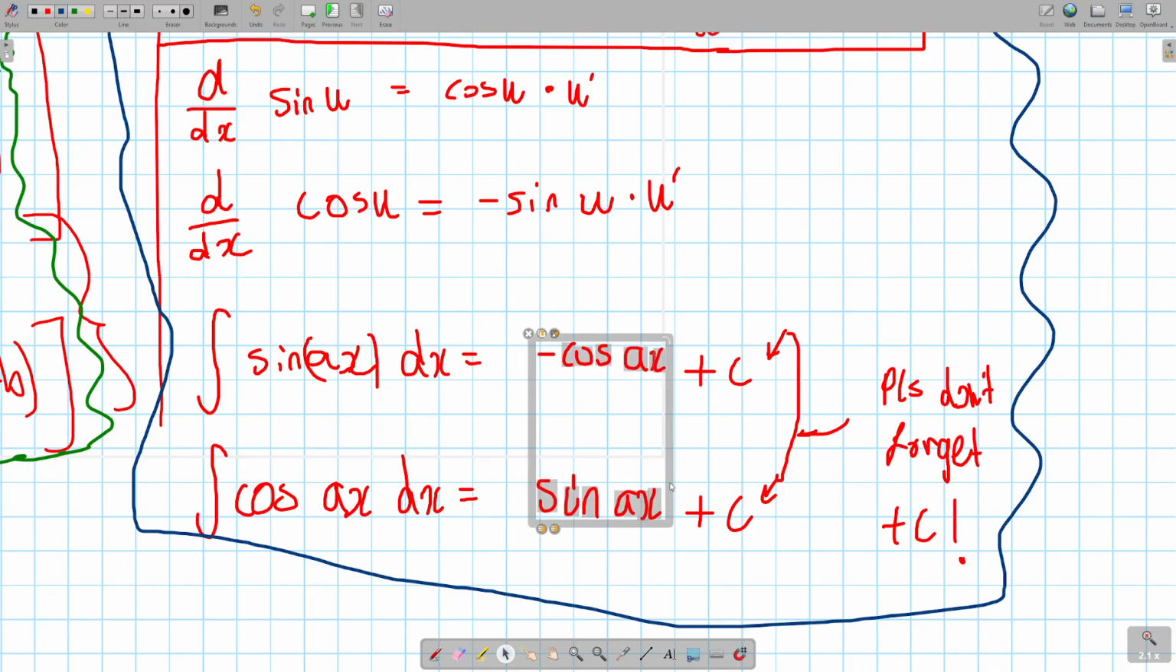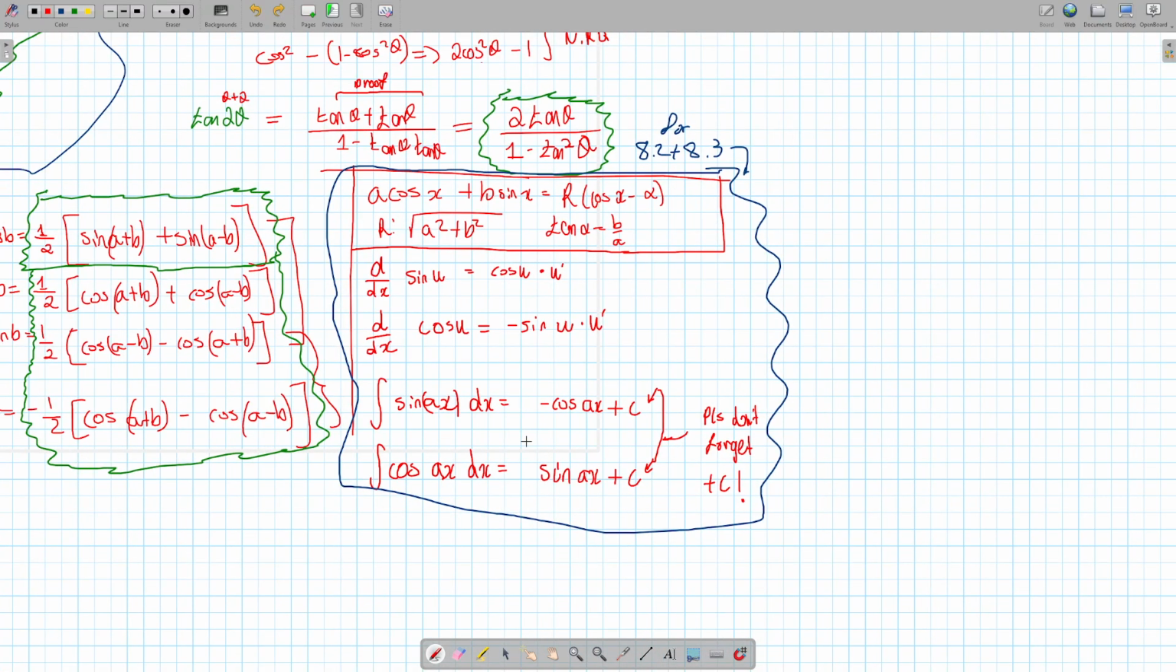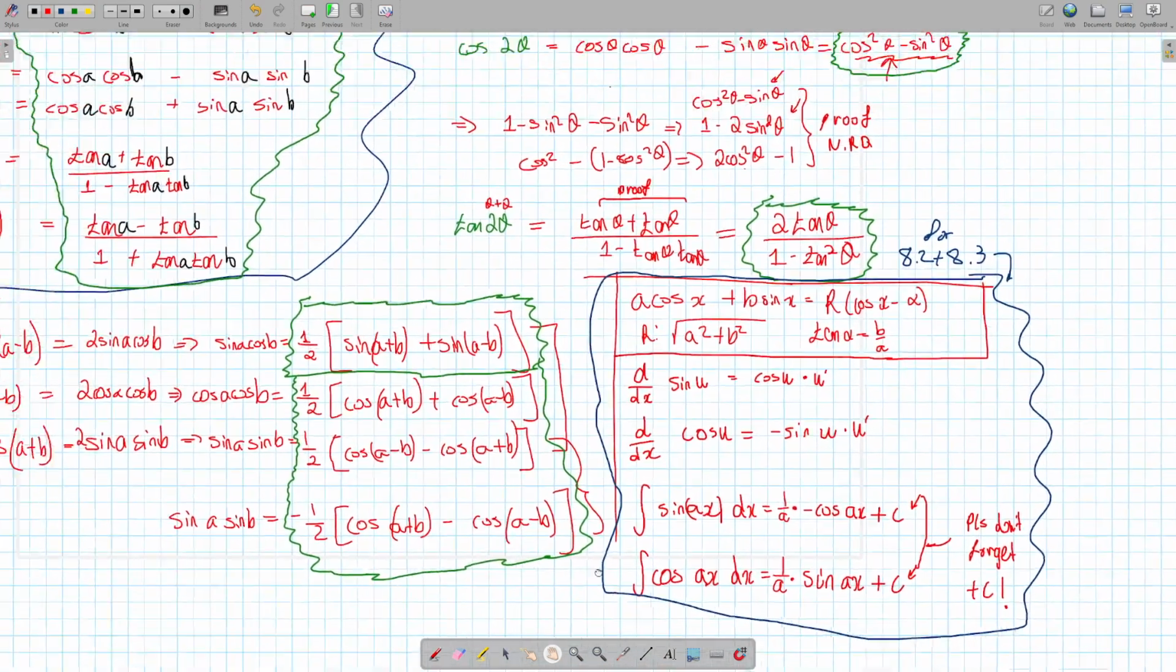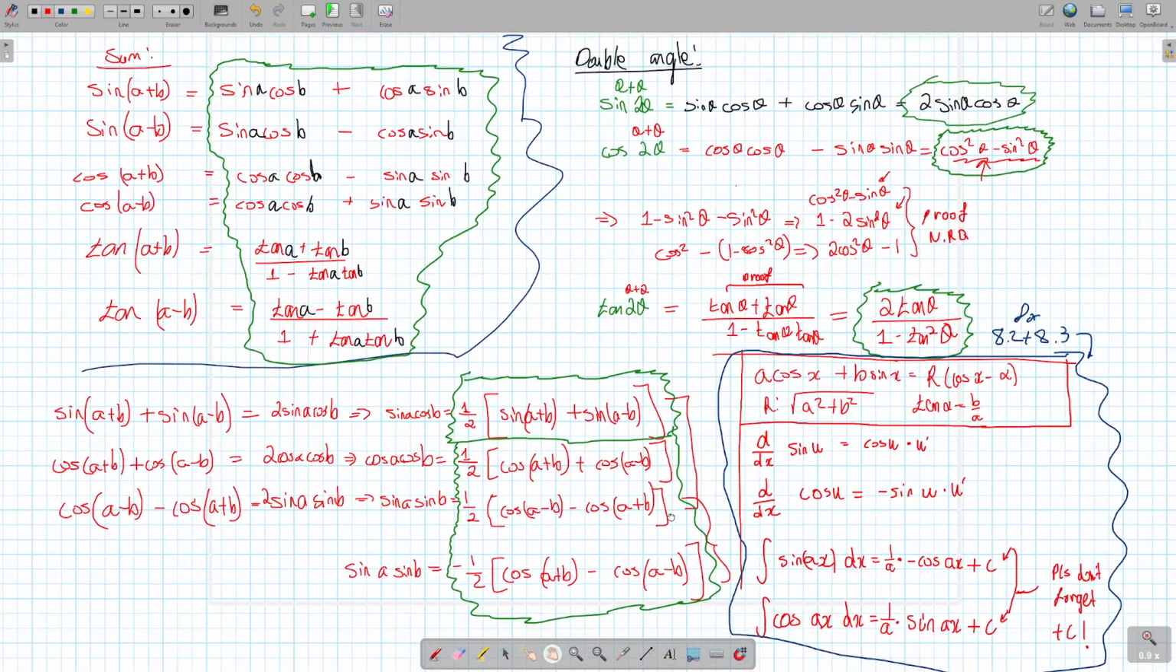Let's move to the side here. 1 over a times, 1 over a times. So it's only for integral that you see the 1 over a.